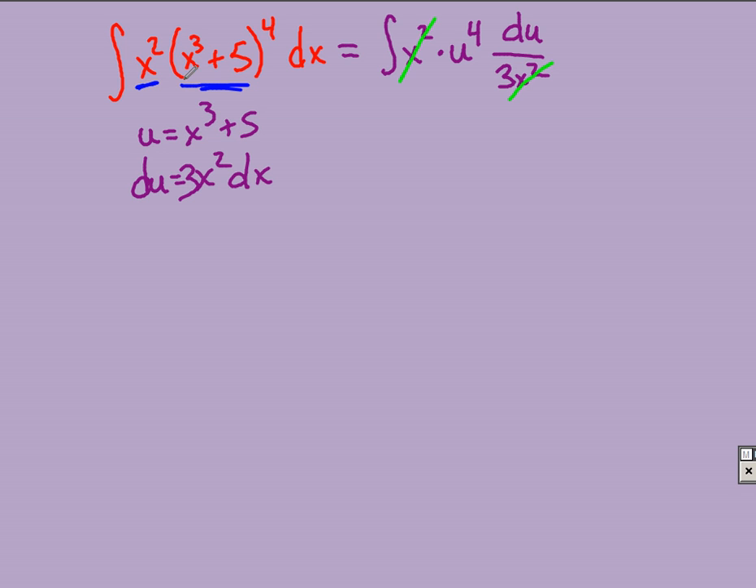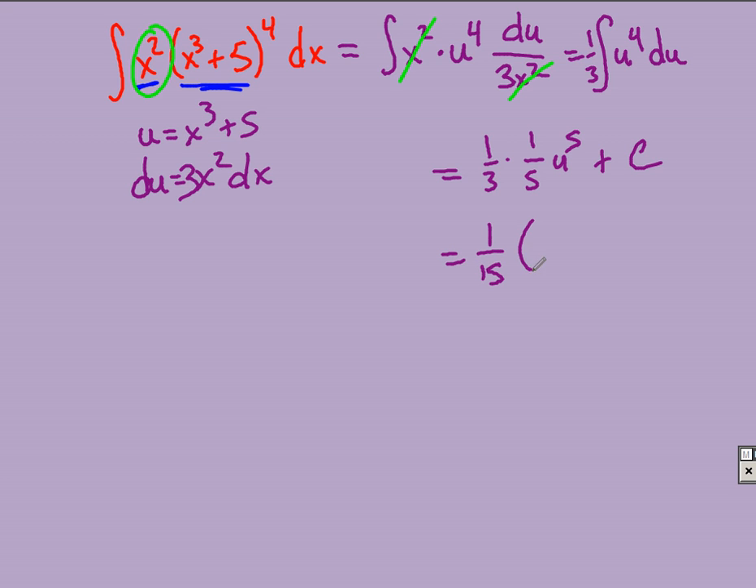So what I'm looking for is one thing, in this case the x squared, being the derivative of the other. And that other, the x cubed plus 5, is what I want to make my u. That way du becomes this thing I can cancel out. So when I rewrite this, it'll now be the integral of 1/3 u to the 4th du. Evaluate that integral, the 1/3 stays there. It's now going to be 1/5 u to the 5th plus c, which means 1/15. I'm going to substitute back in for u, x cubed plus 5, all in the 5th power, plus c.